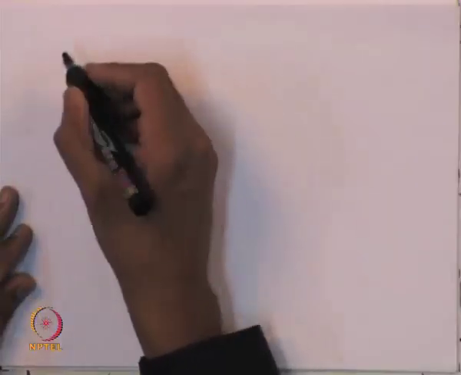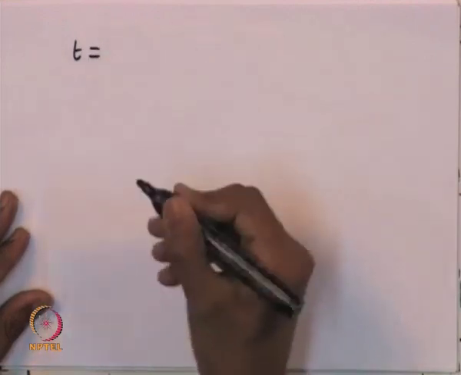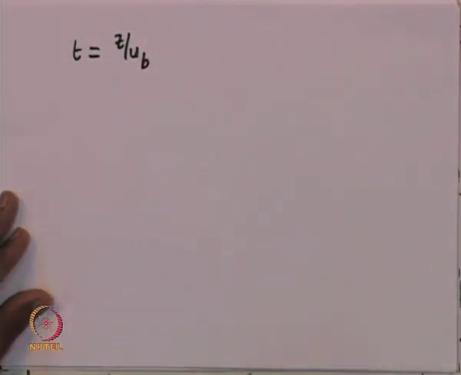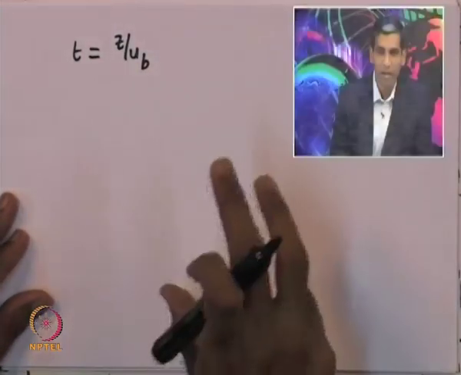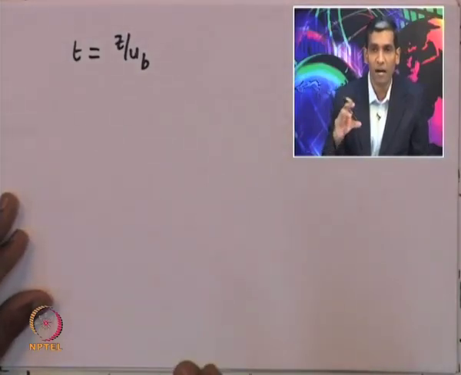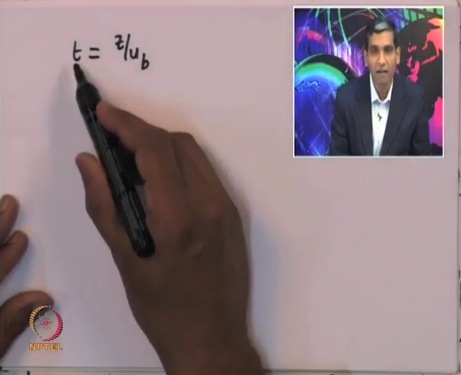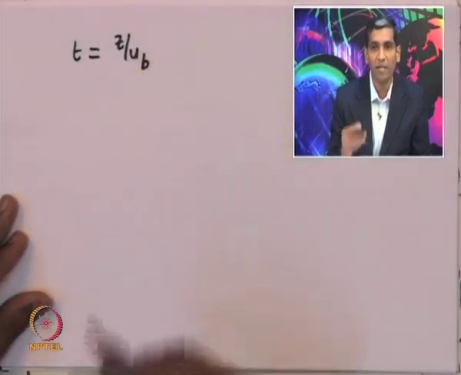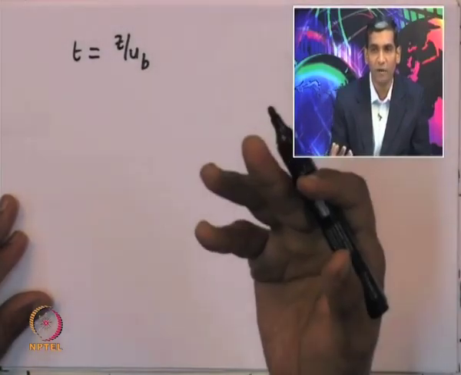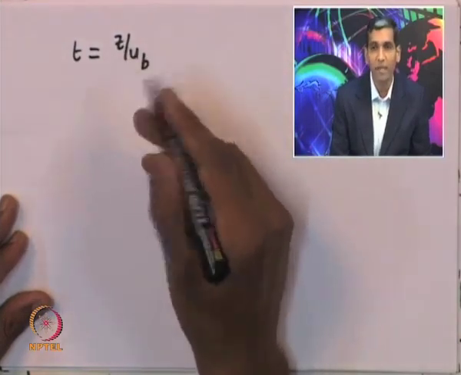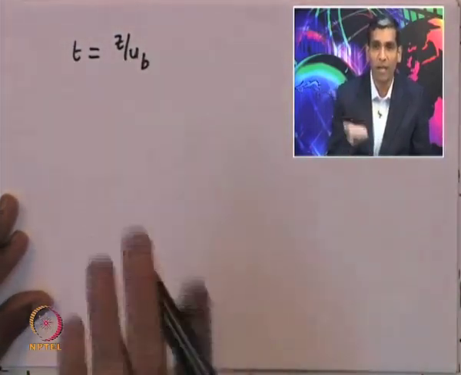The complete mole balance for the first order reaction, the set of mole balance equations, is as follows, if we assume that the time is equal to Z by UB. Remember that the time spent by the bubble inside the bed is an important parameter that controls the performance of the fluidized bed reactor. So T here refers to the time spent by the bubble inside the fluidized bed reactor up to this position Z, where UB is the velocity with which the bubbles are rising inside the fluidized bed reactor.